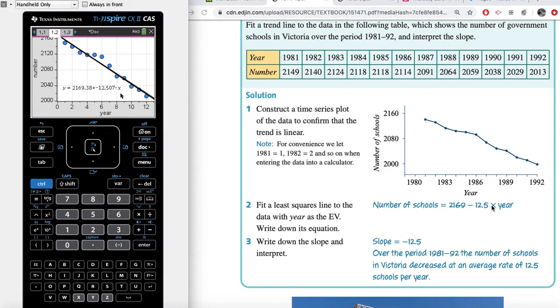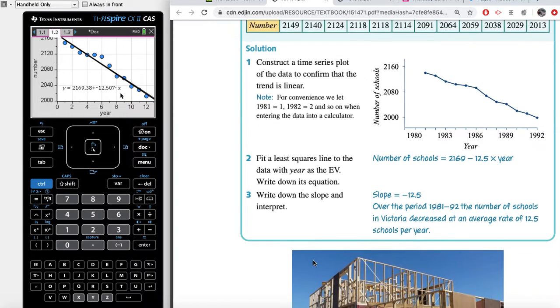So what's happening here, if we have to interpret the slope, over the period 1981-92, the number of schools in Victoria decreased at an average rate of 12.5 schools per year. So that's what's happening there. It's going down, isn't it? It's a decreasing trend, so it's losing 12.5 schools on average per year. Let's go to the next question.